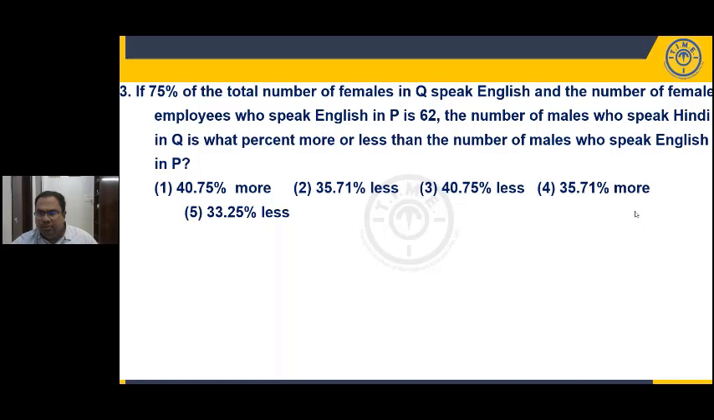Kritika Shukla. Any questions, ma? Right, go through this data.